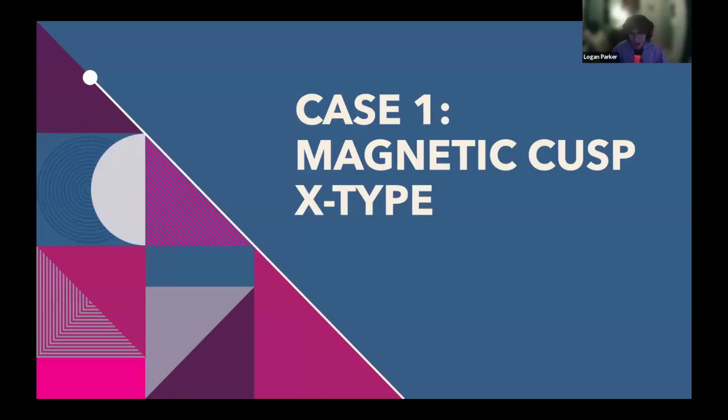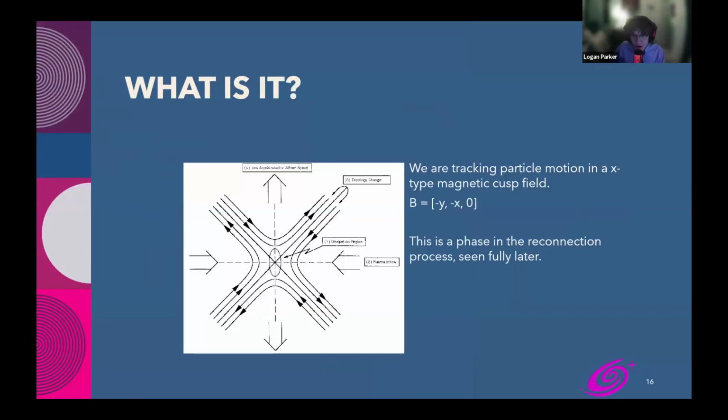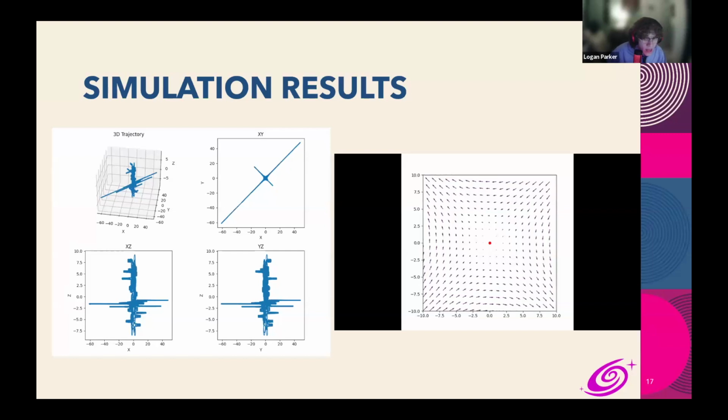So, with that out of the way, I want to move on to our first case, which is the magnetic cusp X-type case. Our objective here was to just get motion in a variable field for our simulation, as well as animate it in cluster segments. So what we are doing is tracking particle motion in an X-type magnetic cusp field. These are the properties of that. This is a phase of the reconnection process, which is our final simulation. And here are some of our results with a little bit of a video outlining it.